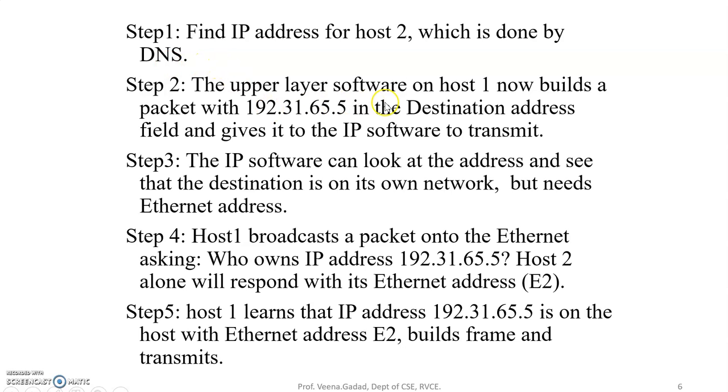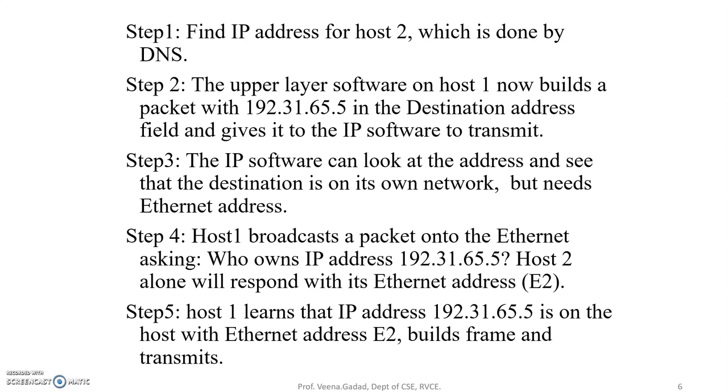So the upper layer software, that is your network layer, builds the packet with the destination address and gives it to the IP software to transmit. Now the IP software looks at the address and sees that the destination is on its own network and it needs the Ethernet address. Now what does host 1 do?